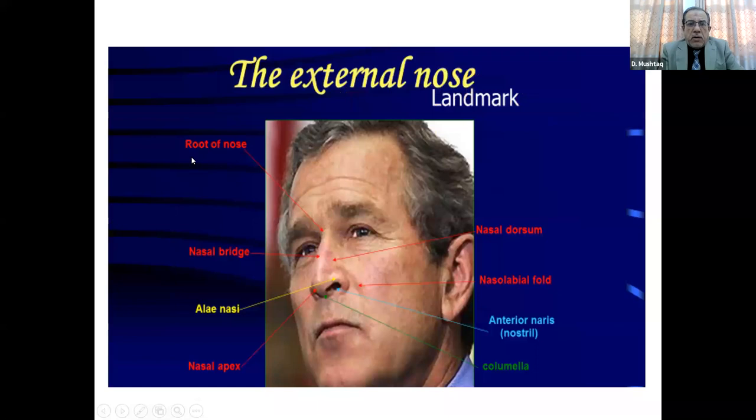External landmarks of the external nose consist of the root of the nose, the upper part, then the bridge or dorsum of the nose, or nasal bridge, and the cartilage, the lower part, the tip of the nose, which is the nasal apex or tip. The two sides are the alae, and the columella, and this is the nostril.